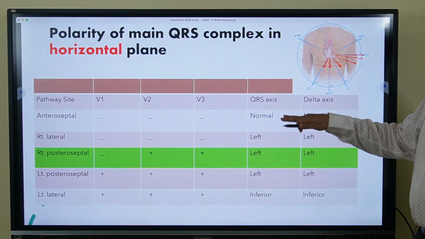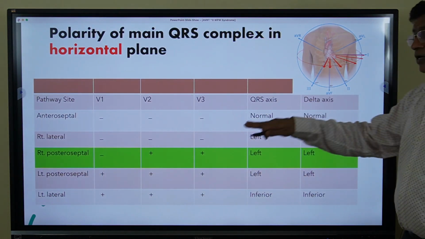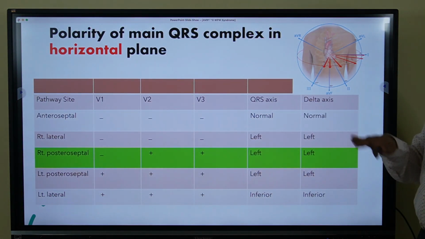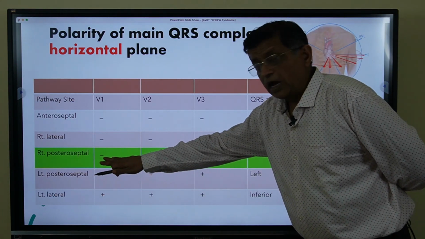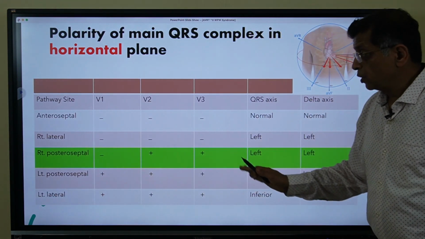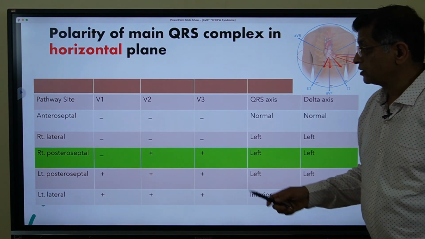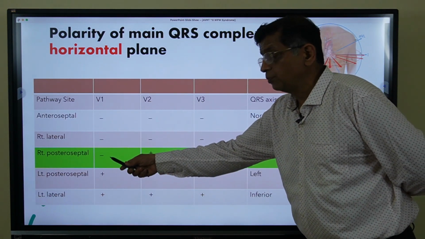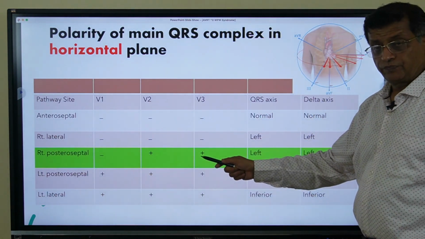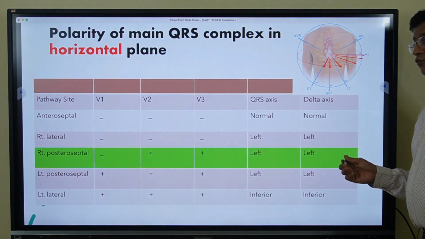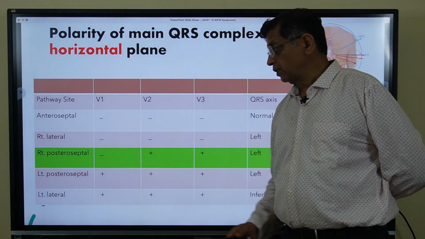In anteroseptal, the frontal plane QRS axis would be normal, while in right lateral, the axis would be leftward. In right posteroseptal, I have highlighted this in green because this is typical, the QRS complex would be negative in V1, but it will become positive in V2, right? The axis would be leftward. So this is typical of right posteroseptal.